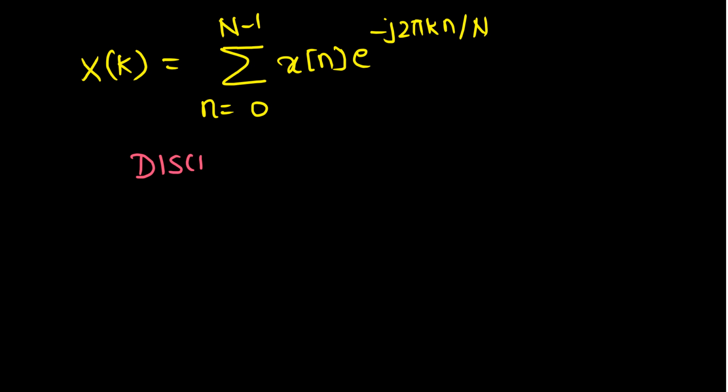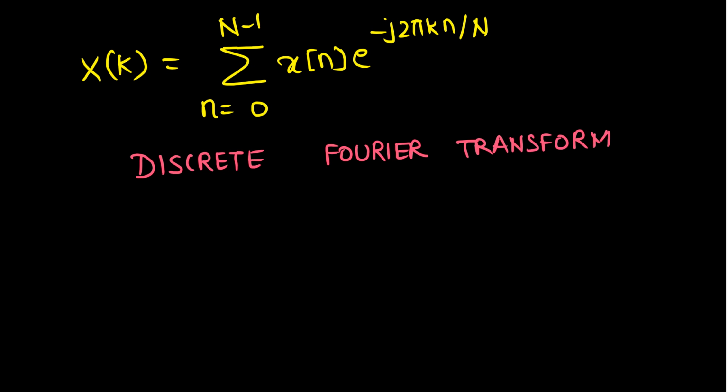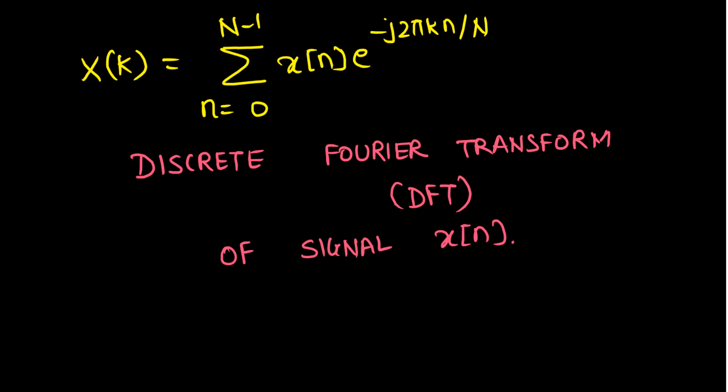So this is referred to as the discrete Fourier transform, or DFT, of signal x of n. So let us number this equation as 1. So now we have the conversion from x of n to x of k.